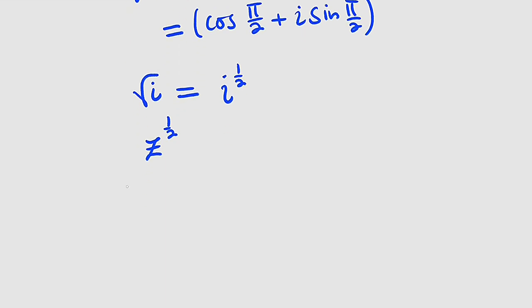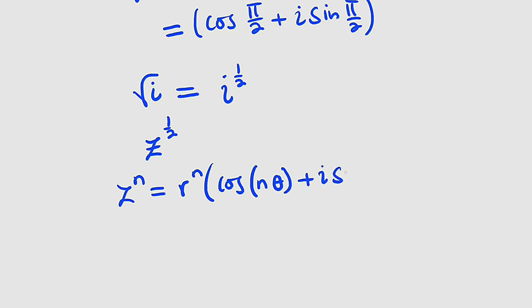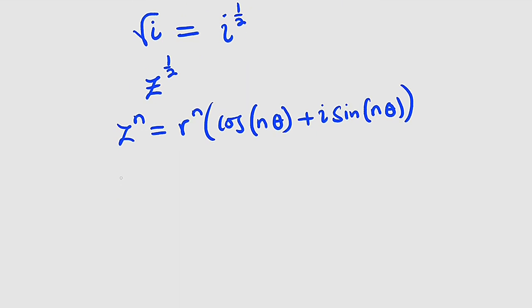So let's do that. If you have z raised to the power of n, this can be written as r raised to the power of n multiplied by cosine of n times that angle plus i sine of n multiplied by that angle. So if we substitute everything here, remember our r is equal to 1, so we have z raised to the power of 1 over 2, for which n is equal to 1 over 2.